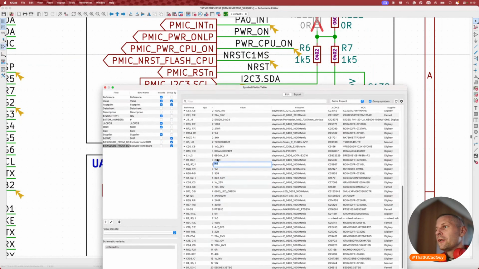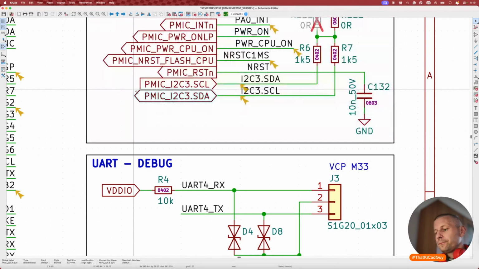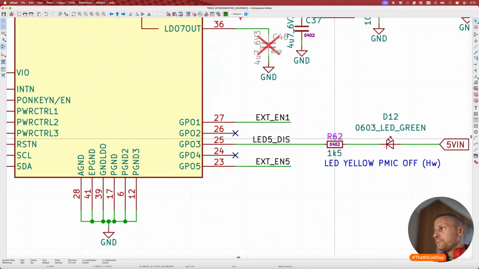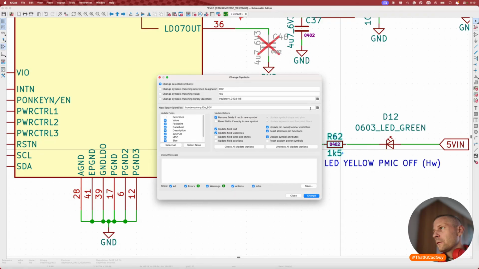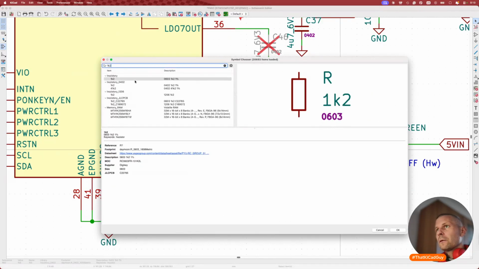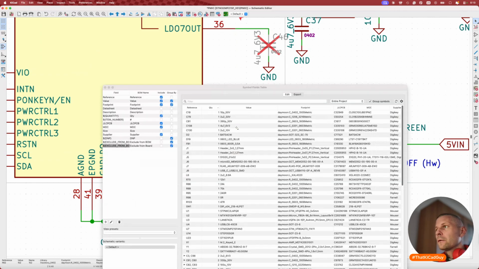Okay, we have 3, so we have to check R62. Yeah. This one should be 1K2. Yes.